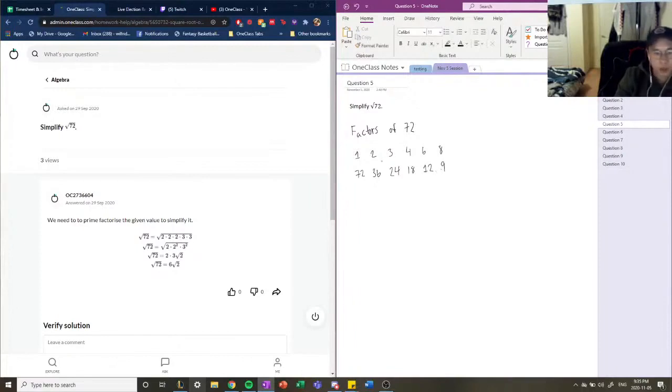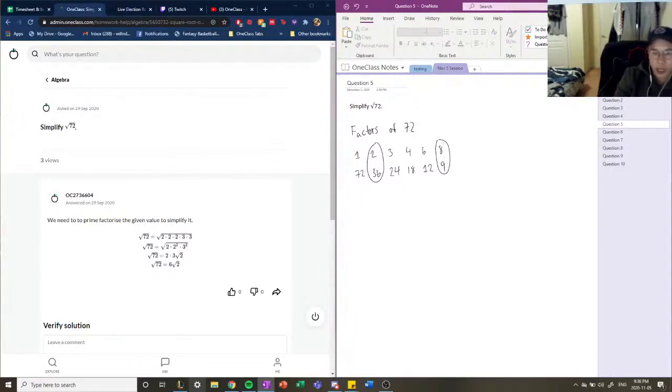Okay, so we want to pick one of these pairs where one of them is able to give you a perfect root, or give you an integer solution, right? So there's 2 of them. There's 2 and 36, and there's 8 and 9. So we can pick one of these to simplify root 72, right?